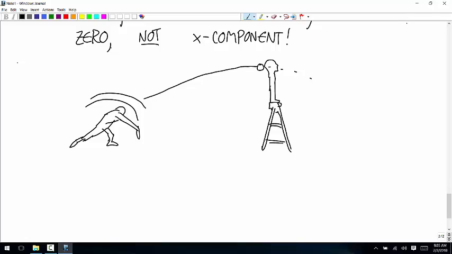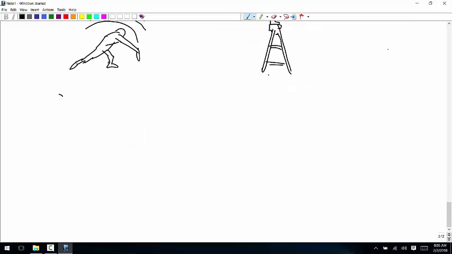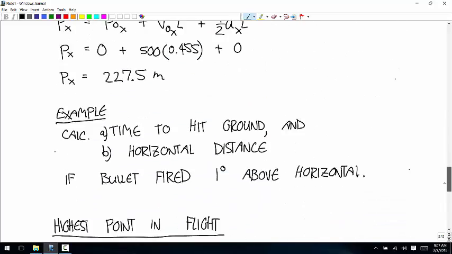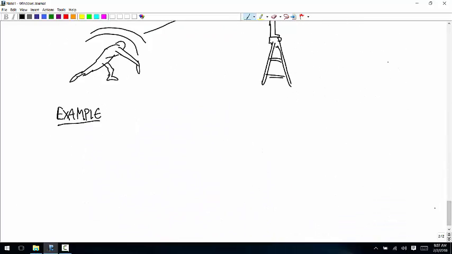Okay, let's do one more example. Okay, so here's the question. Say that there's this basketball player shooting a ball.